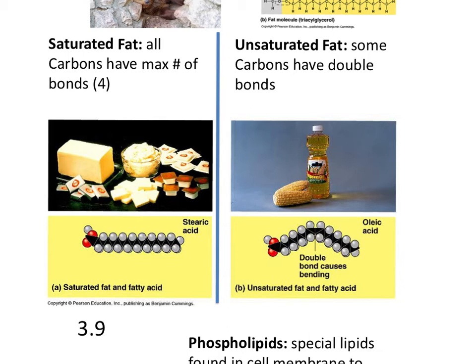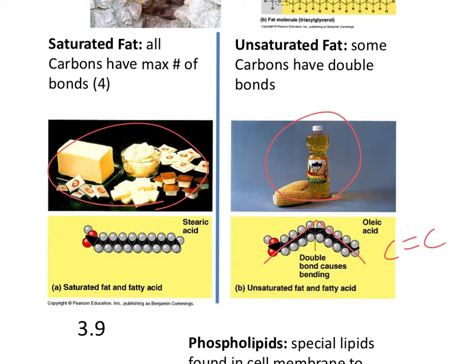Generally, fats that come from animals are solid, like butter and lard. They tend to have saturated carbons, which means that every carbon has four bonds. And unsaturated fats tend to be plant fats, and they tend to have a double bond between carbons, which causes a kink in the chain and changes the shape of the chain, so that they tend to be liquids at room temperature.